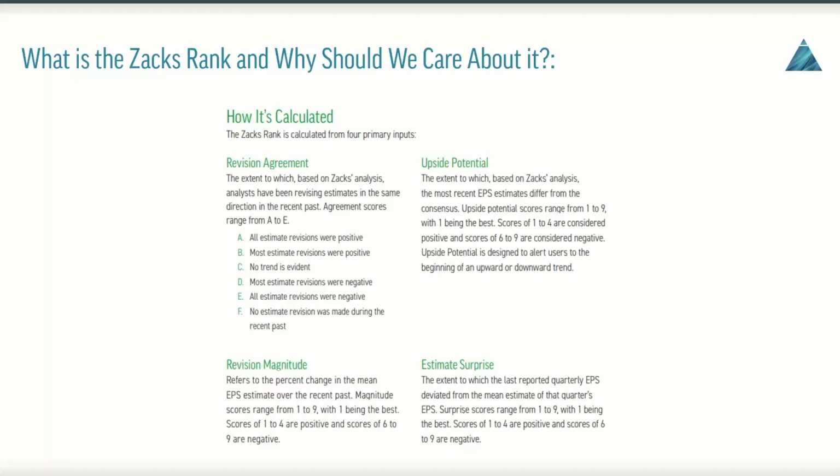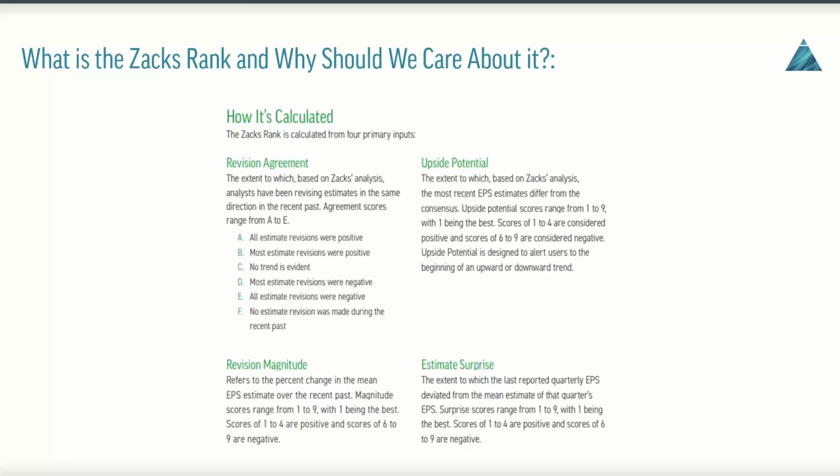The very first input is agreement, and that is the degree to which analysts have been revising estimates in the same direction. Second input is magnitude. This is the percent change in the mean EPS estimate from its recent past. Third input is upside, and that's the degree to which most recent estimates differ from consensus. And the final input factor is surprise, and that's the extent to which the last reported quarterly actual EPS deviated from the mean estimate of that same quarter's EPS.